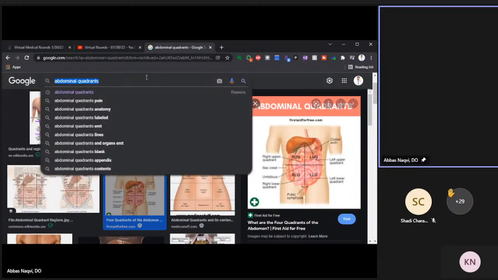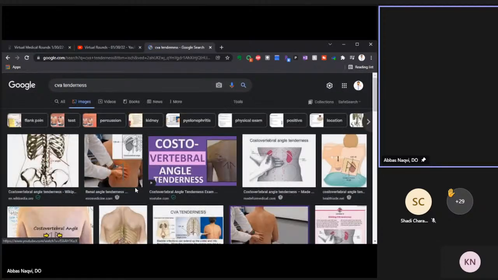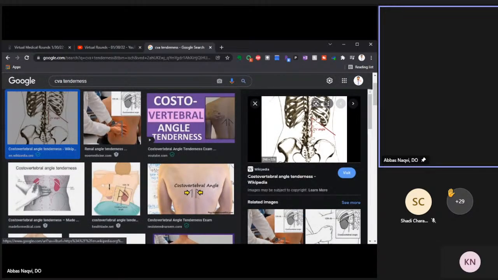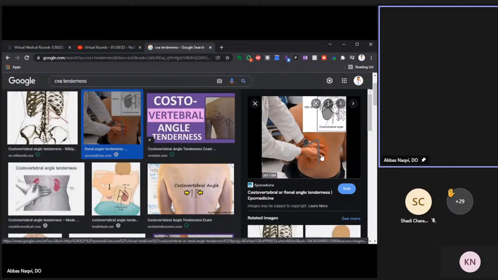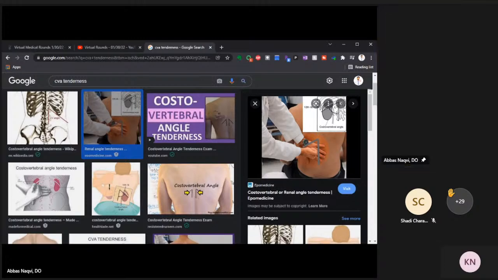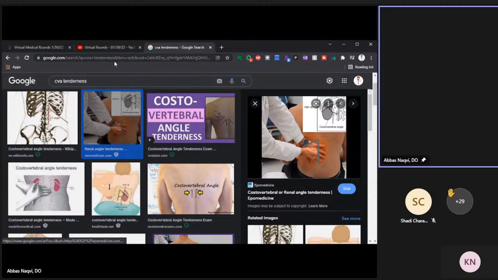CVA tenderness is pain at the costovertebral angle. That is the angle of the ribs and the spine, right? So in this area right here, when you do what this guy is doing, you're tapping on that area. She's having some pain, and right underneath that area is your kidneys, right? So what would that tell you?